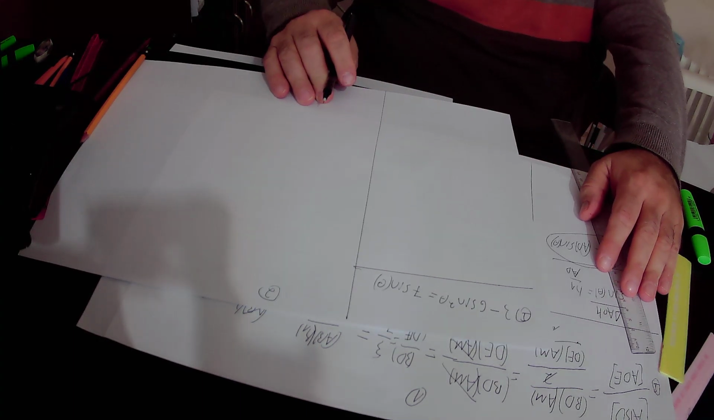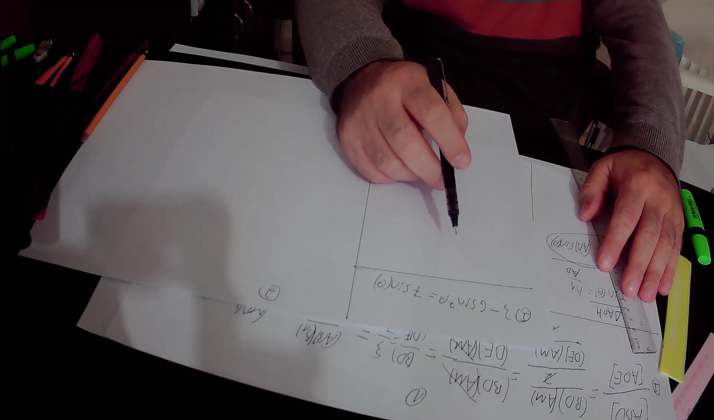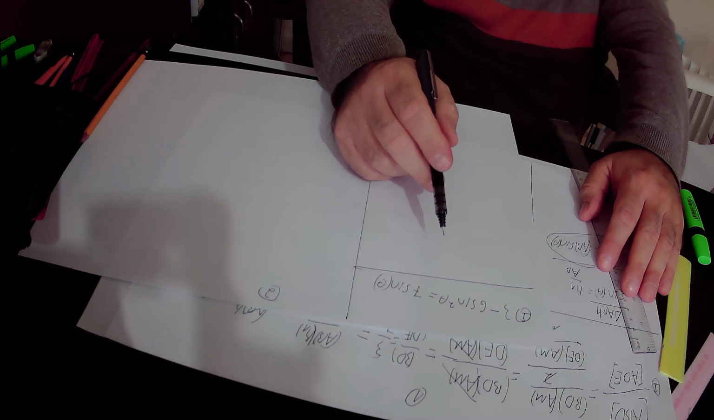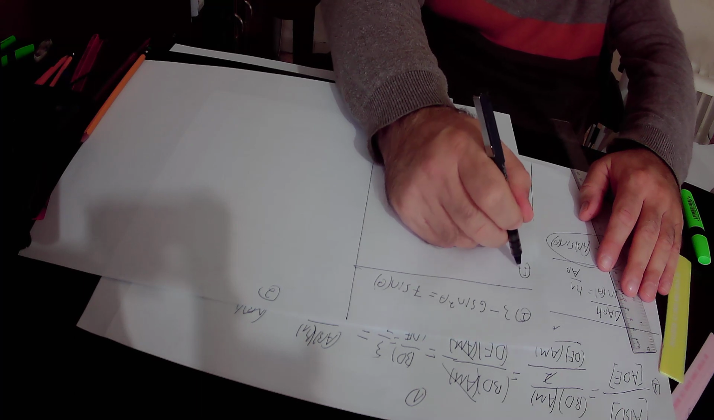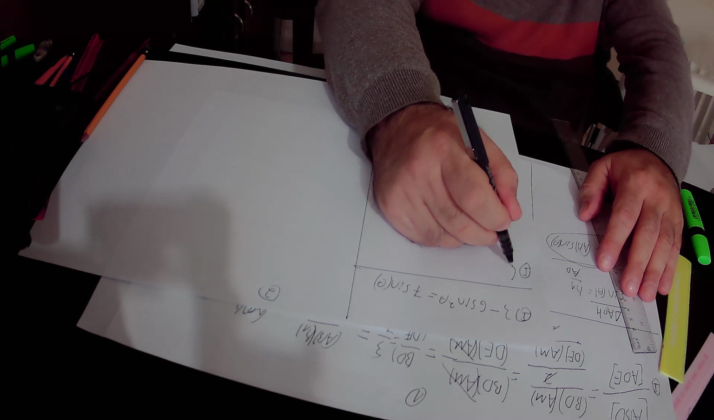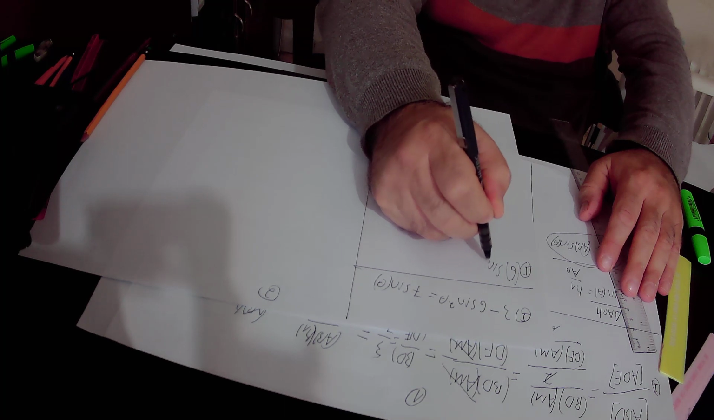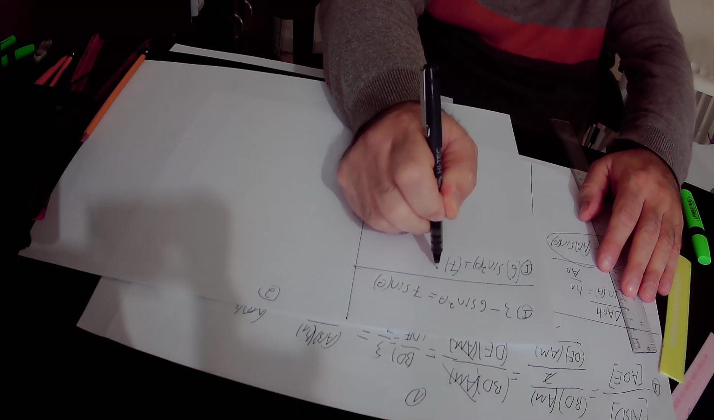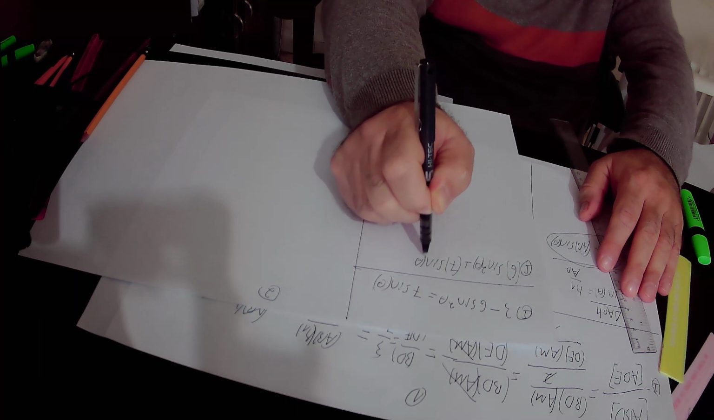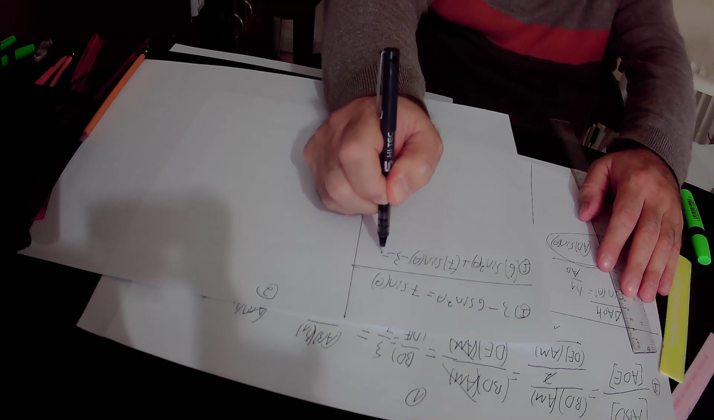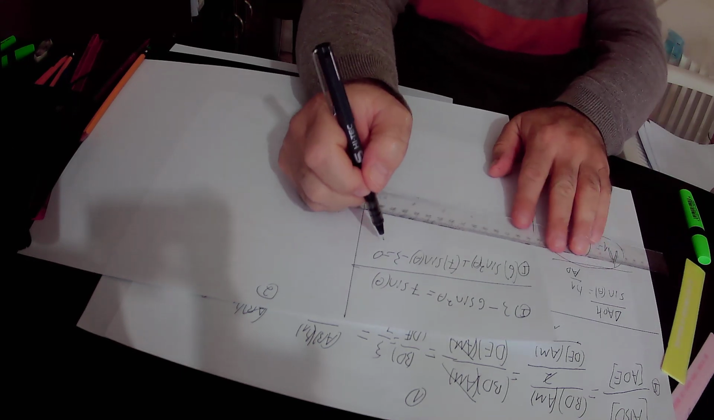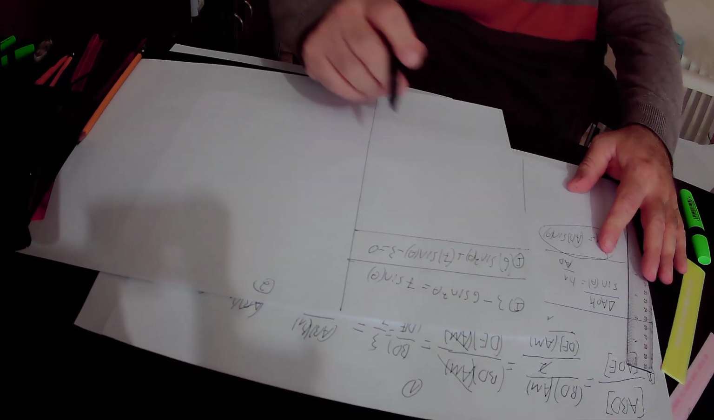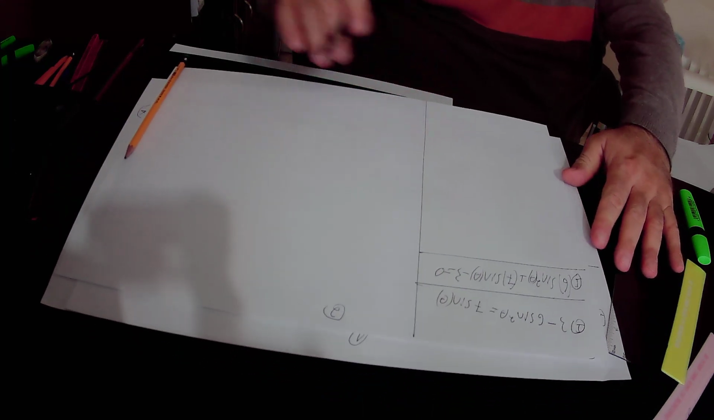So here we'll add 6 sine squared theta, and we'll subtract 3 from equation number 1, and we will get that, according to equation number 1, 6 times sine squared theta plus 7 times sine theta minus 3 is equal to 0. So here we have a quadratic equation, and the main variable in this quadratic equation is sine theta.